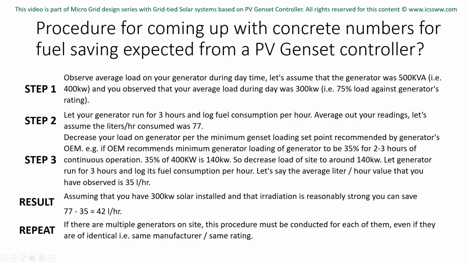Assuming that you have 300 kilowatts of solar installed and the irradiation is reasonably strong, you can save 77 minus 35, which is 42 liters per hour. If there are multiple generators on site, this procedure must be conducted for each of them, even if they are identical or from the same manufacturer.